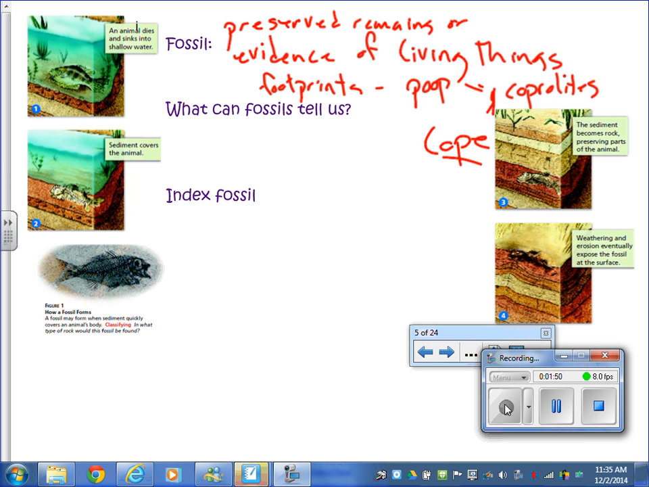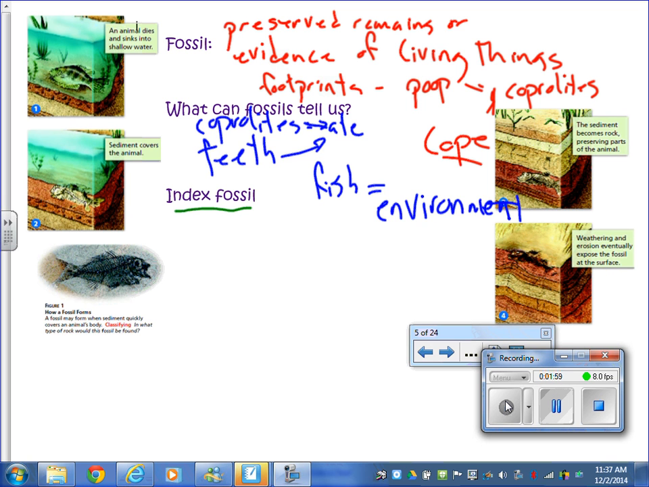But anyways, what can fossils tell us? What kind of things could we learn from fossils that we might find in rock? The different fossils are going to tell you about the environment. An index fossil is a fossil that is very common for a specific amount of time, and then it's gone.